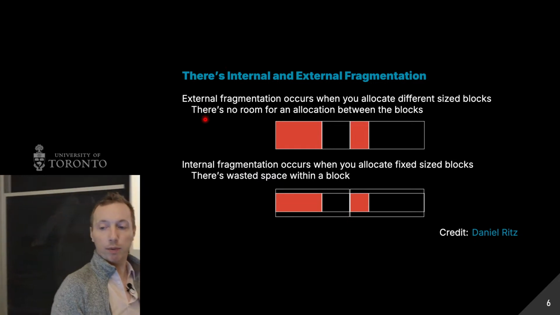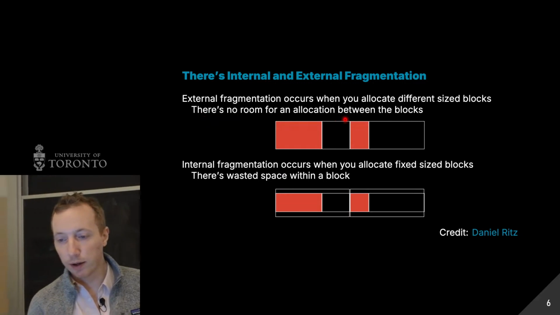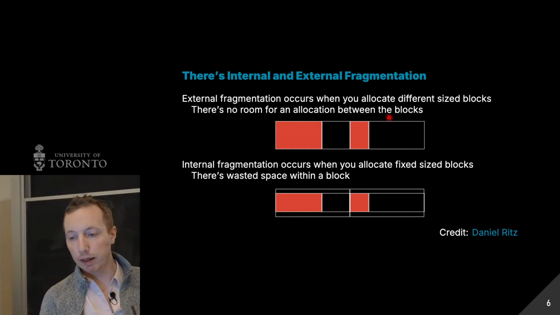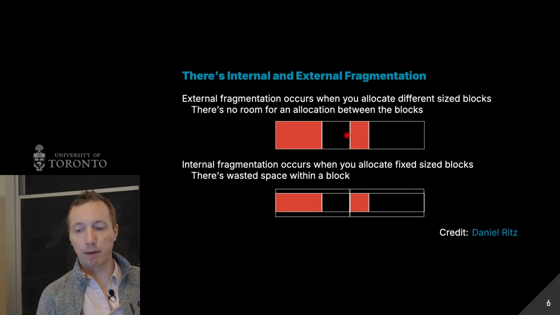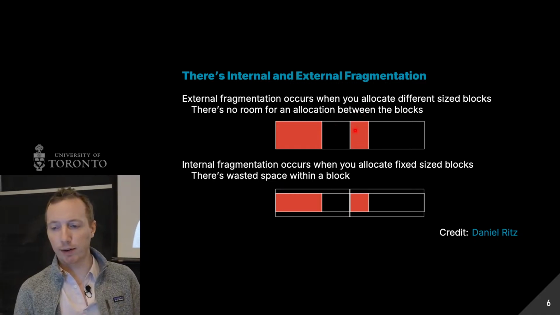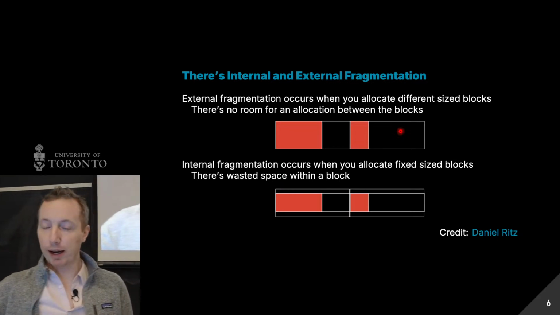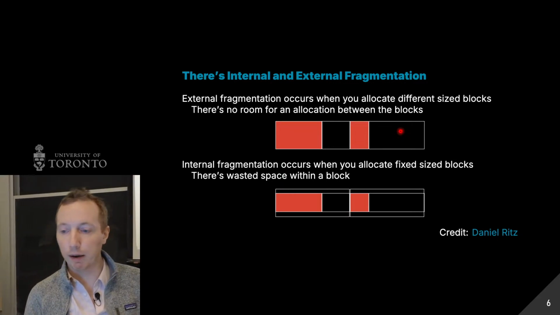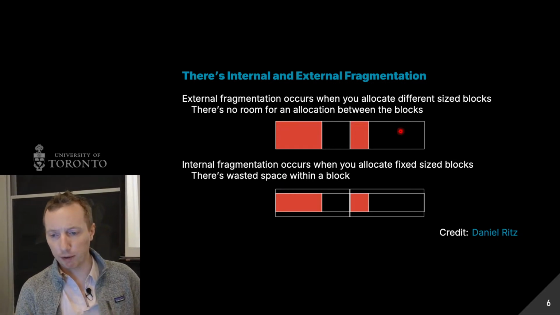External fragmentation is when you allocate 2 different sized blocks and there's no room for allocation between the blocks. So for example, this is the memory I'm managing. Red is some allocated space already. And then I have 2 free blocks here that could be used for the allocation, but they have this one in the middle separating it out. Let's say this is size 2 and this is size 4. If an allocation comes in of size 6, I can't fulfill it at all because I don't have 6 contiguous blocks, even though I have 6 bytes total free.